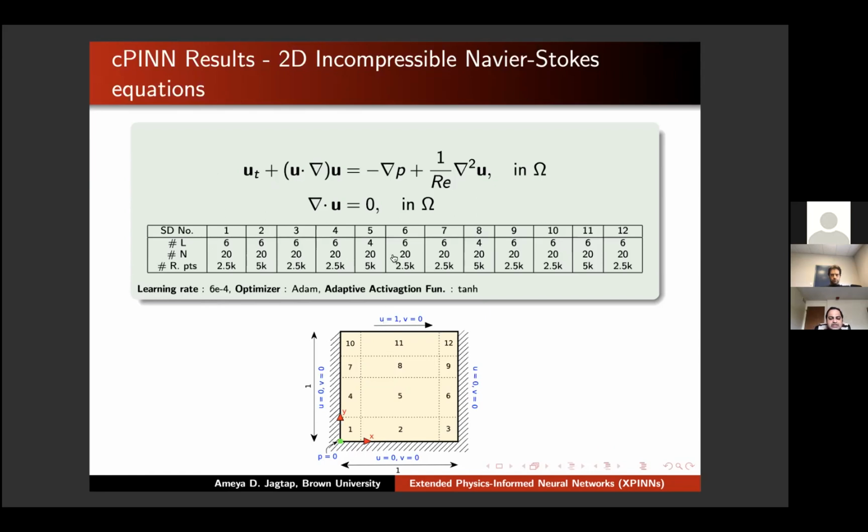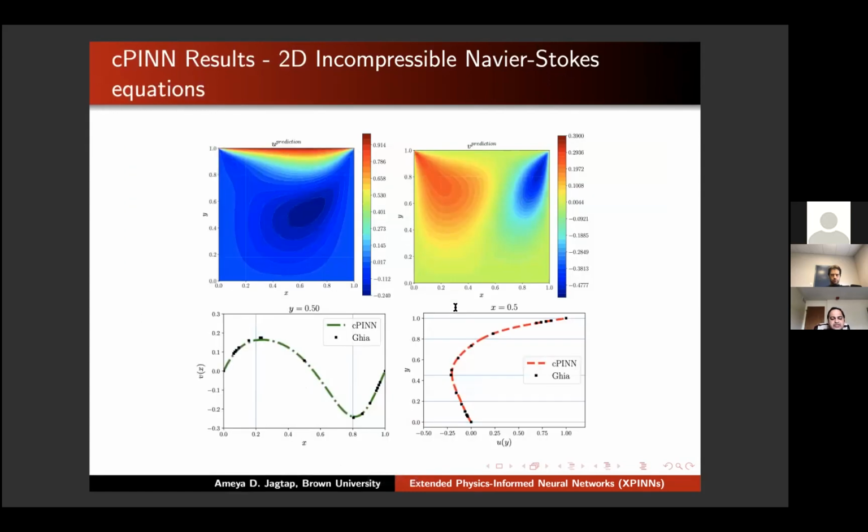The network architecture in these 12 subdomains is given here: number of layers, number of neurons, and number of residual points. And we are using the tanh activation function everywhere in all the domains, and the Adam optimizer. So these are the results here. That's the predicted velocity in x direction. That's the velocity in y direction.